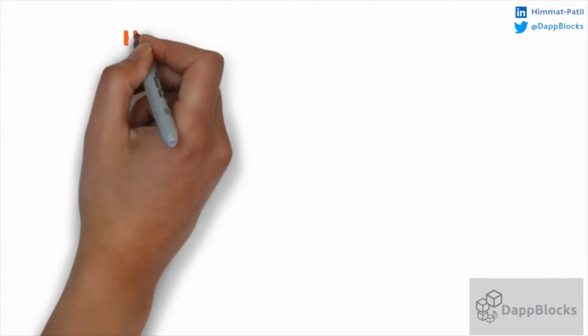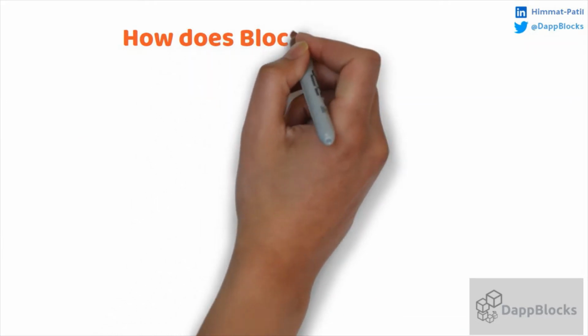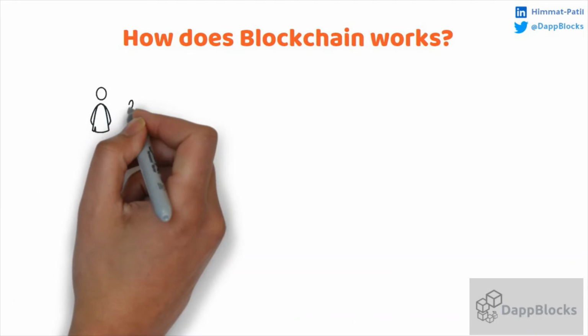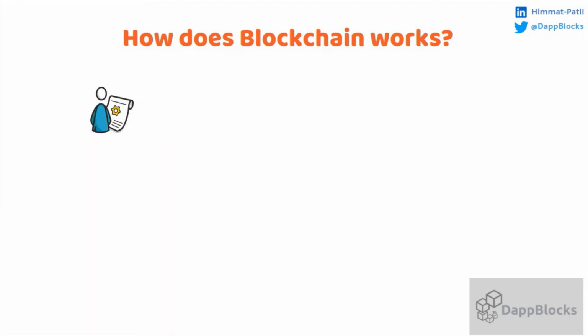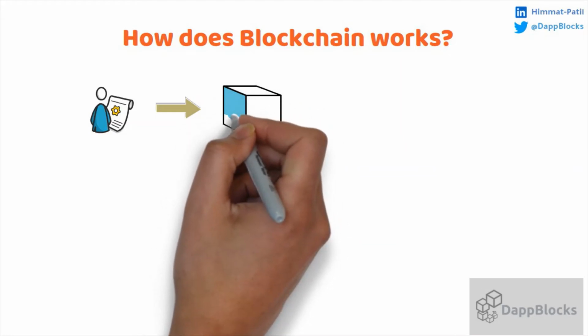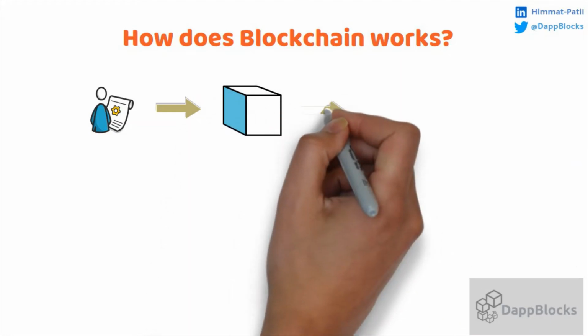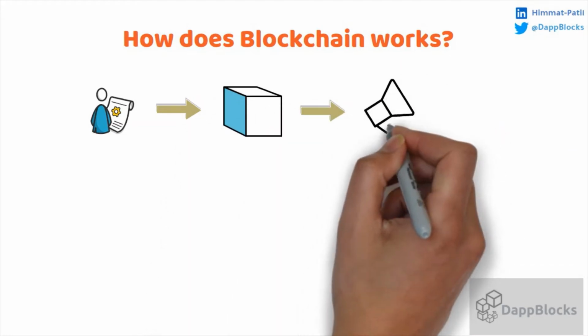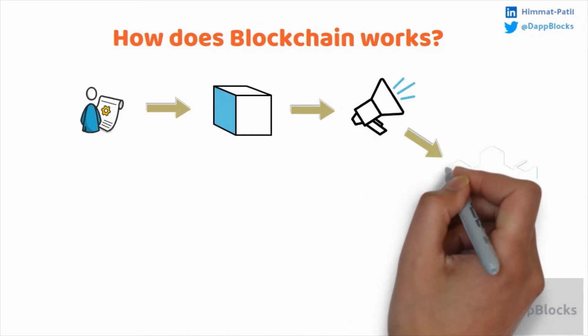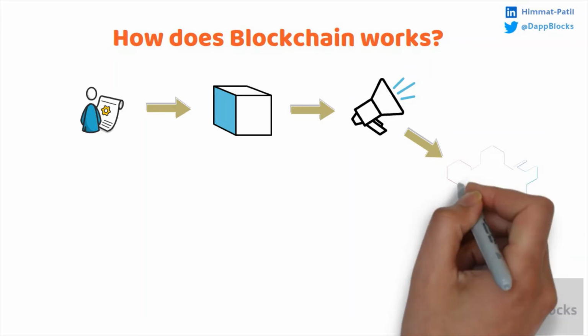Now, let's understand how blockchain works. That is the transaction lifecycle. First step is the user requests a transaction. Second step, a block which represents the transaction is created. Third, the block is broadcast to every other node in the network. Fourth, nodes validate the transaction because the transaction needs to be approved before adding to the blockchain.